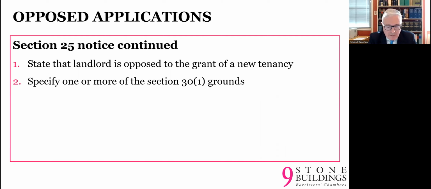And there's paragraphs 3 and 4 of the prescribed form that deal with the information that's on the screen at the moment. So I will not oppose the application for a new tenancy, and I rely upon the following grounds: none, or 1 through A through to G.